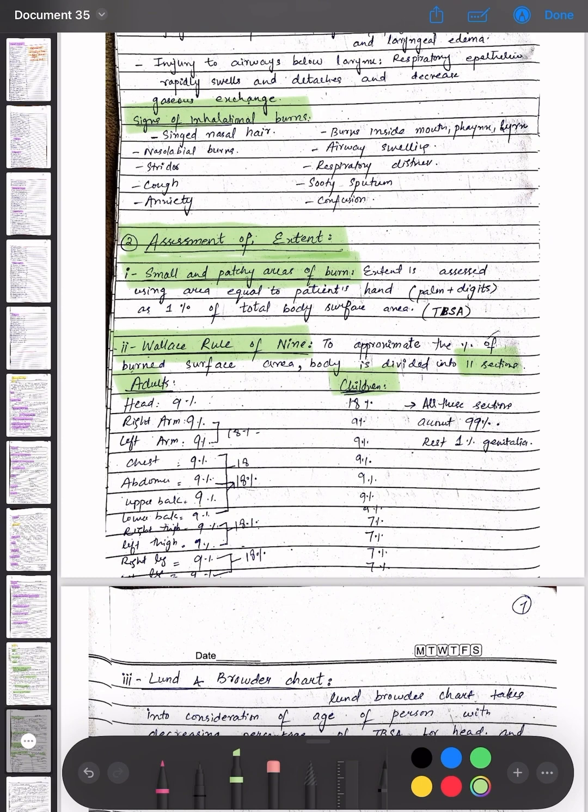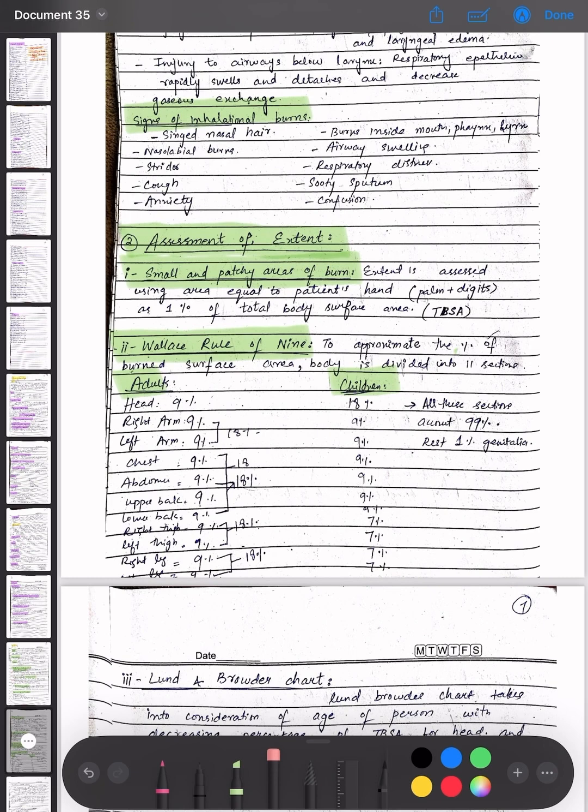In children, the head is 18% and the right arm, left arm, chest, abdomen, upper back and lower back are 9% and the legs and the thighs are 7%. All the sections amount to 99%, the rest 1% is genitalia. So this is the general classification for the Wallace rule of 9 to assess the extent of burn.